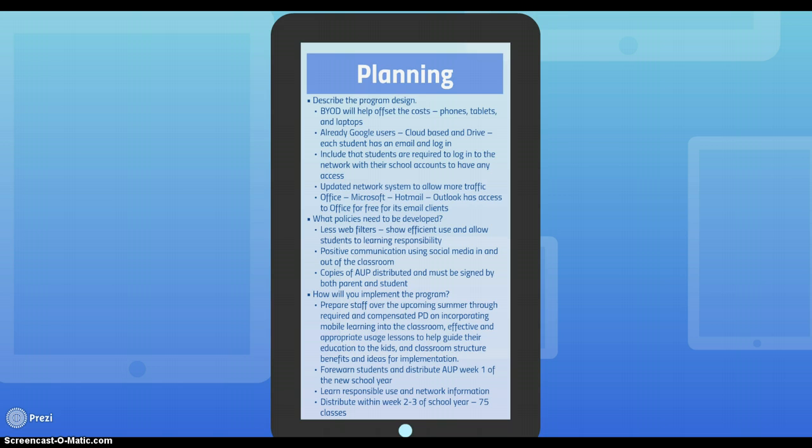And then the next step would be forewarn the students and distribute the AUP the week 1 of the school year. That way they know everything's changing. We're going to learn positive use of our mobile devices. We're going to start incorporating them. That way they're prepared for it. And then within the following 2 to 3 weeks of the school year, I'd like to see the 75 classrooms become equipped with the Chromebooks and the necessary equipment to pilot this change.